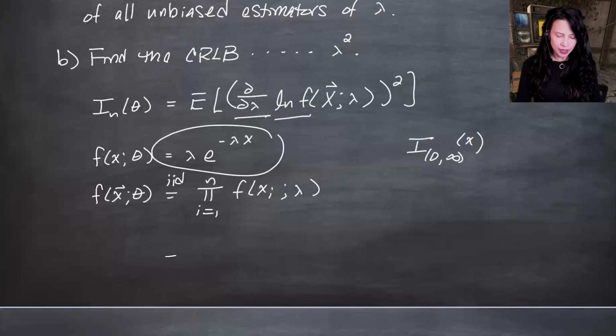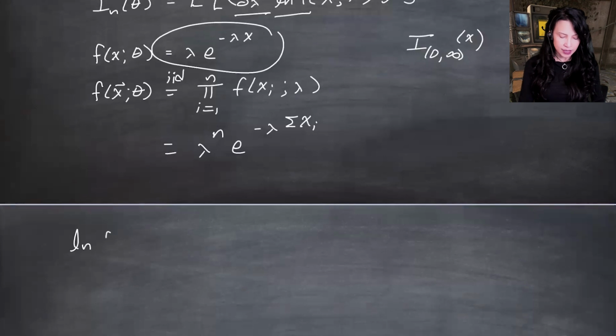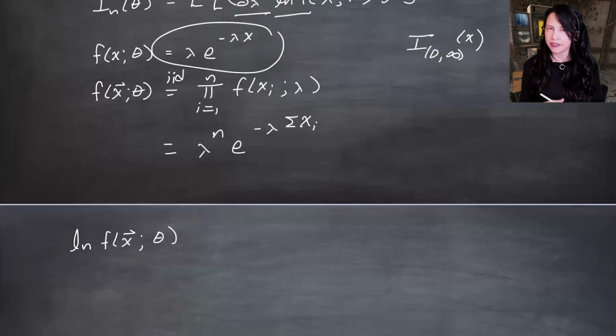Okay, so when I plug in the circled thing and multiply them out, I get lambda to the n, e to the minus lambda times the sum of the xi. There's the joint PDF with the indicator ignored. So again, working towards the Fisher information expression, I now want to take the log of this. This looks a lot like likelihood stuff and finding the MLE, and it's related, but it's different. The log of this expression is going to be n log lambda minus lambda times the sum of the xi.